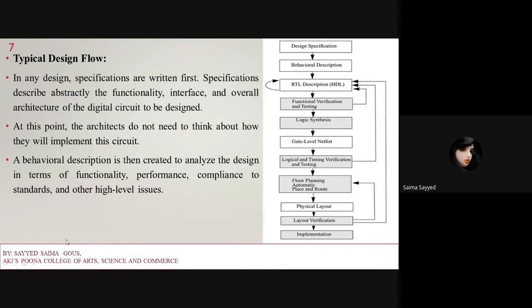The behavioral description is created to analyze the design in terms of functionality, performance, compliance to standards, and other high level issues. After providing the specification, the behavioral description analyzes that system in terms of the functionality and performance specified, and the high level issues are sorted out there. The behavioral description is often written in an HDL, which can be Verilog code or VHDL code.